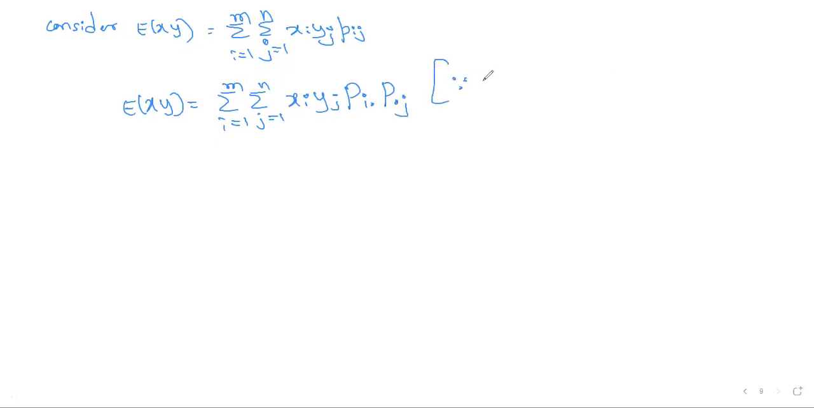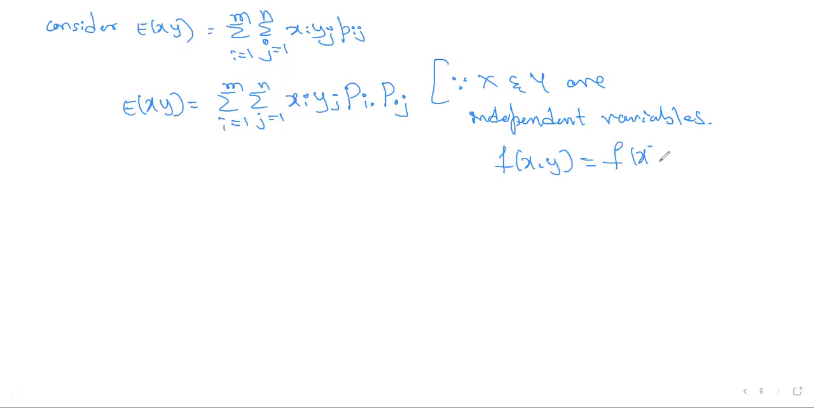Why? Because x and y are independent variables. We know that independence means f of xy is equal to f of x into f of y. This is the concept here. The two-dimensional random distribution is divided into individual ones. So the joint probability density or joint probability mass function is divided into marginal distributions because of this concept.